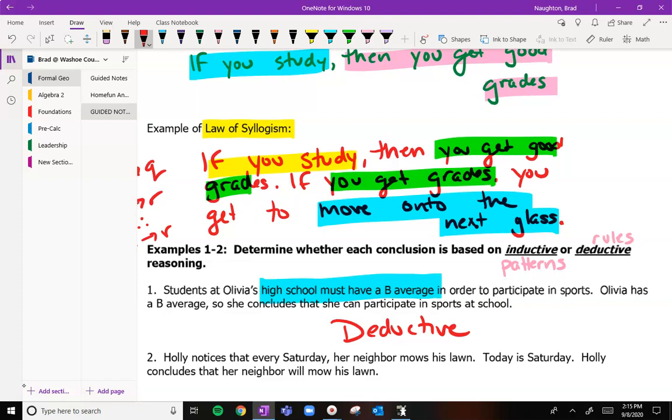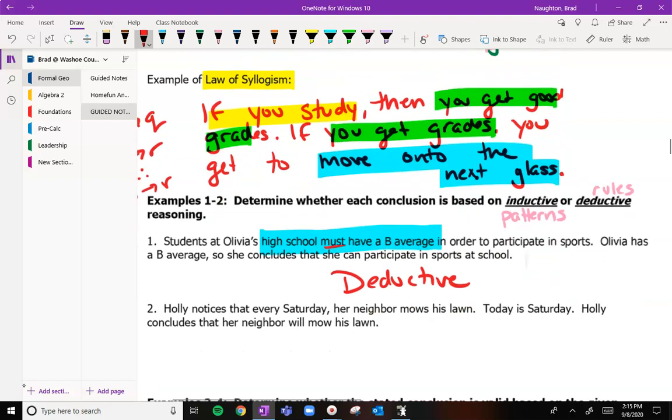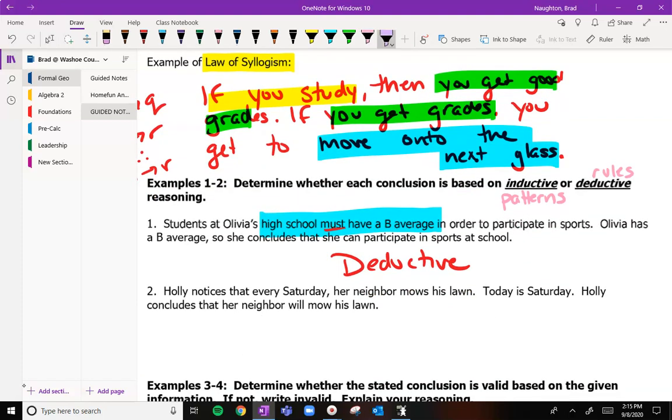Now, again, don't overthink this, because some of you might be thinking, what if it's like an implied rule, it's not an actual rule? I'm going to go back to the must. Don't overthink it. All right, the next one. Holly notices that every Saturday her neighbor mows the lawn. Okay, so I'm going to go back to notices. That notices sounds like something that you notice, like a pattern, not like a rule. Okay, so I'm going to call this inductive. Cool? So inductive, based on patterns, observations, conjectures.